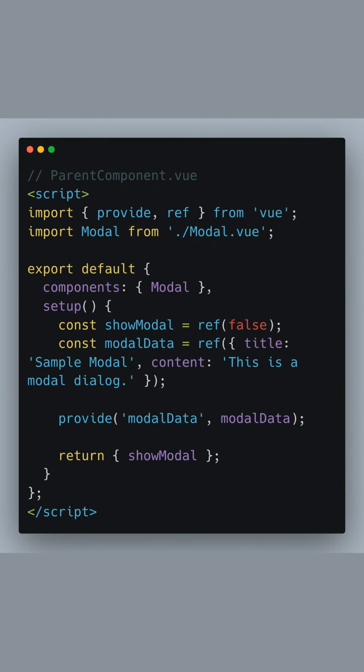In the script section of the parent component, we first import provide and ref from Vue. Then, we define a reactive show modal state that initializes as false to keep track of the modal's visibility. We also define modal data as a ref object, which stores the data we want to pass to the modal. Next, we use the provide function to make modal data available to any descendant components that want to inject it. Finally, we return show modal to make it reactive in our template.